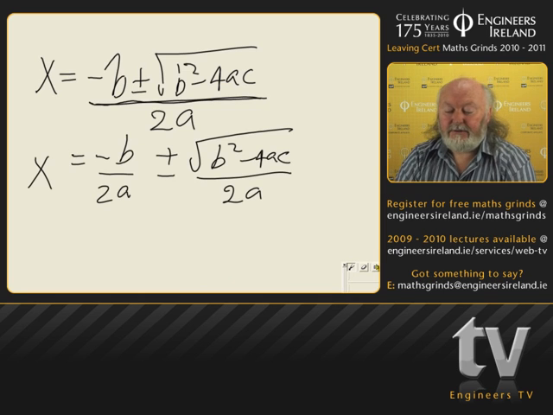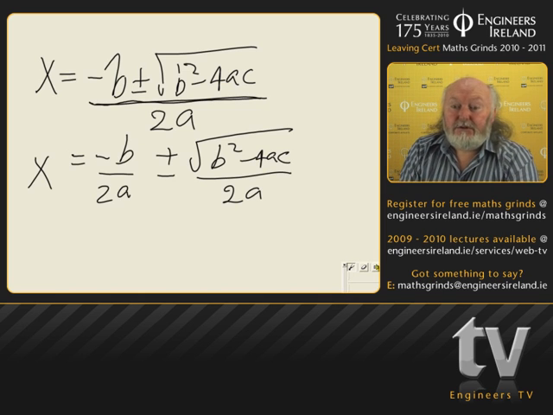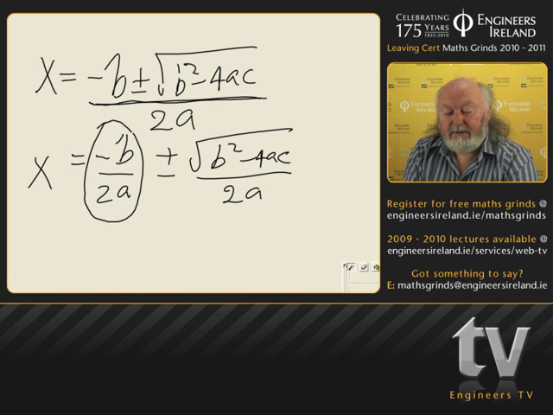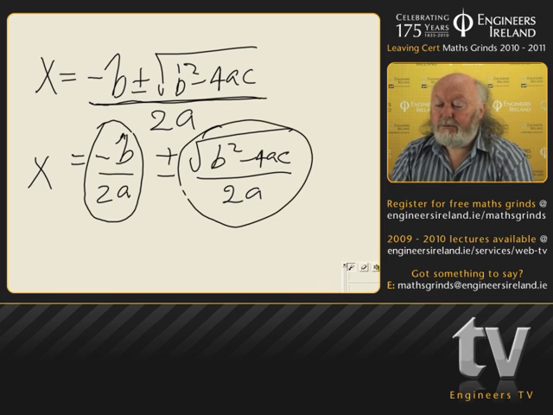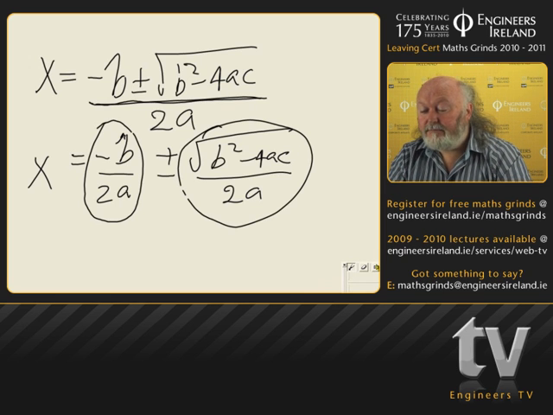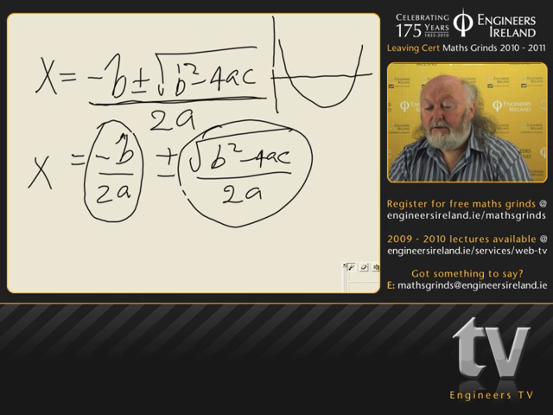So what's that equation telling us? It's telling us that the two roots have a bit in common. They'll all have this bit, the minus b over 2a, and one of them will have plus this much and the other one will have minus that much. So we can plot this. So that's the y-axis. And we're looking at this quadratic.